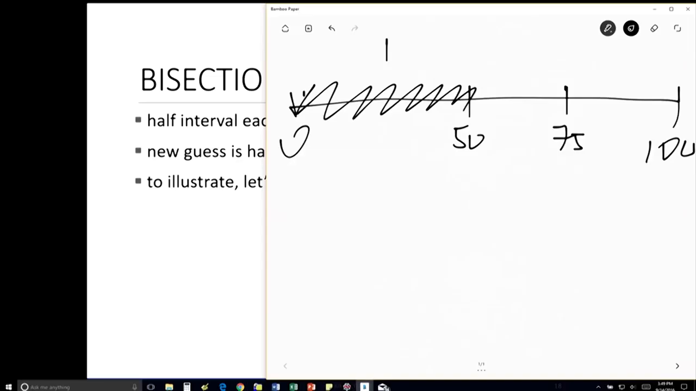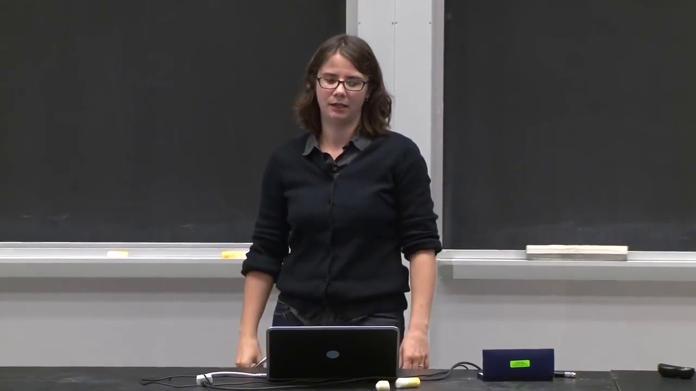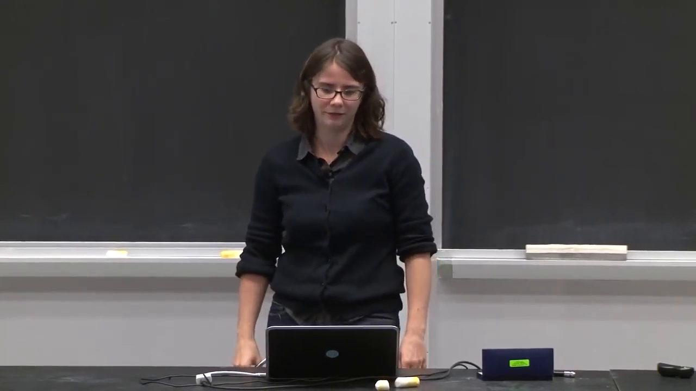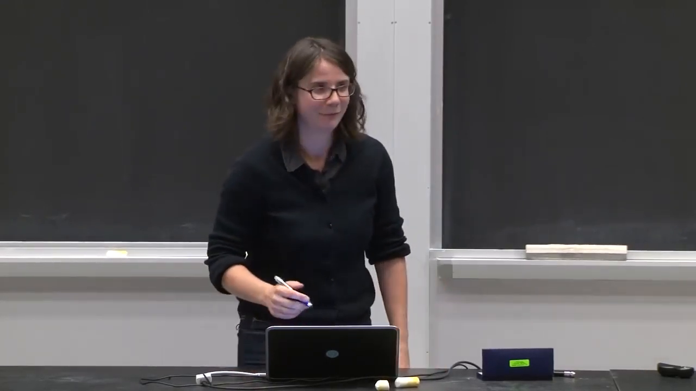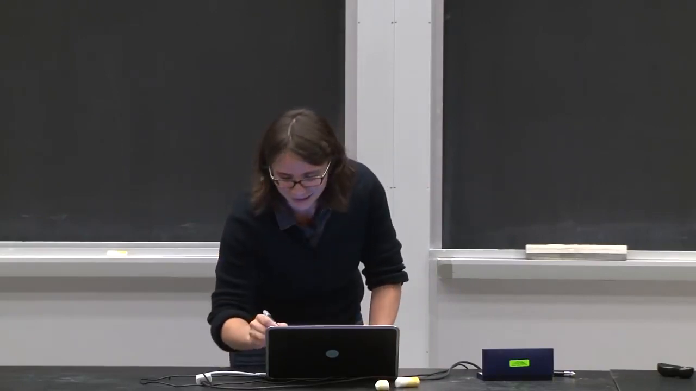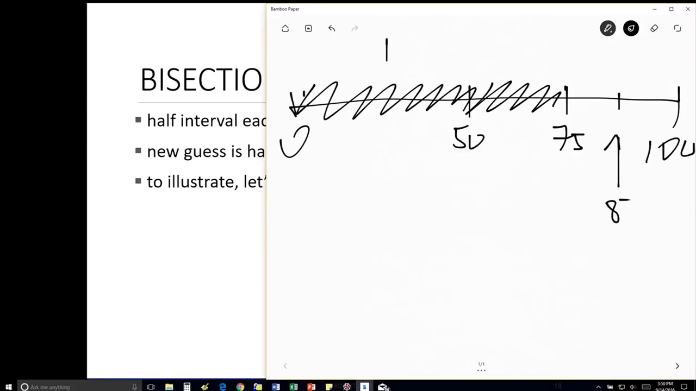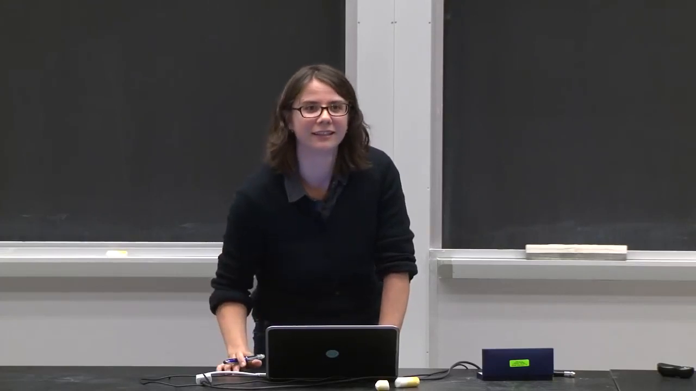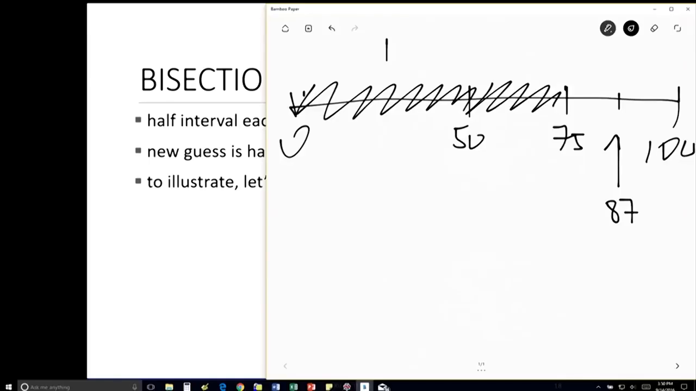Lower, is your number lower or higher? Higher. OK, so since it's higher, I'm eliminating this half here. Is your number between 75 and 100? Oh boy, you're putting me on the spot. 87, thank you. 87. Higher or lower? Lower. OK. So since it's lower, I'm eliminating that half.